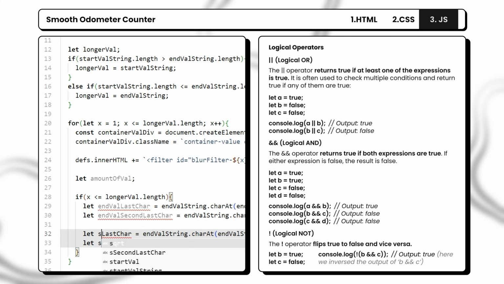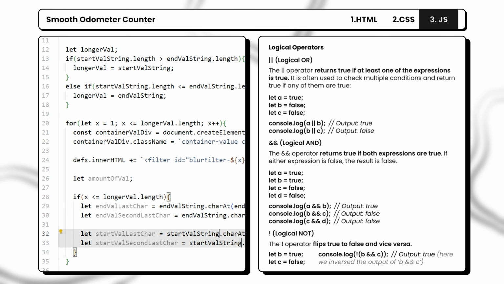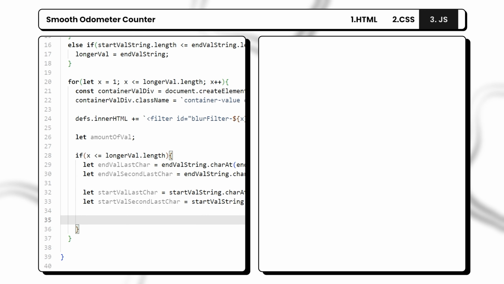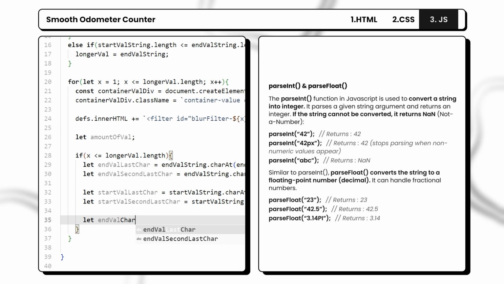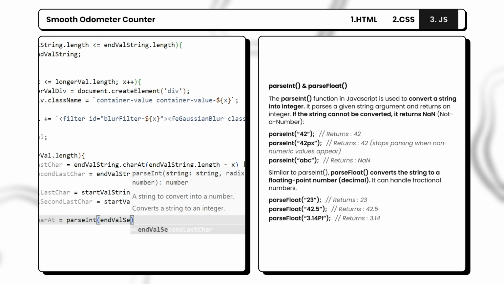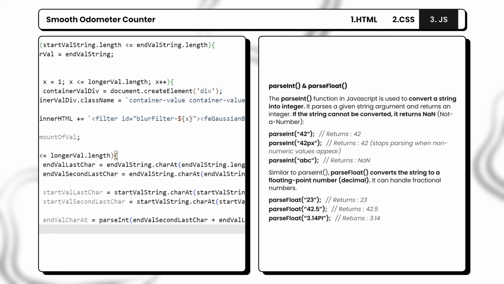So we will copy everything and replace endVal with startVal. And next, what we will do is combine these two characters, and to do so, we will also use the function parseInt, which will turn the strings into integers. So I will create a new variable endValCharacterAt and do parseInt of endValSecondLastCharacter plus endValLastCharacter. And we will do the same for the start value.